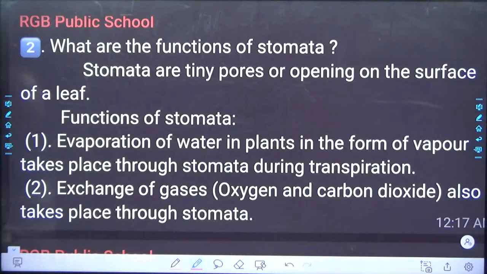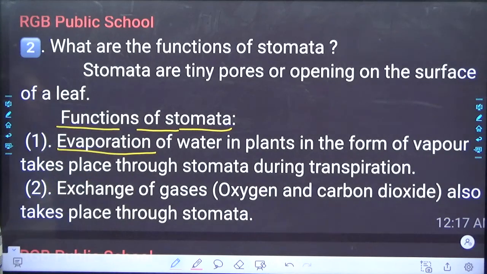What are the functions of stomata? Stomata are tiny pores or openings on the surface of a leaf. Functions of stomata.